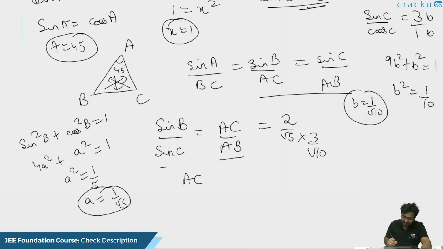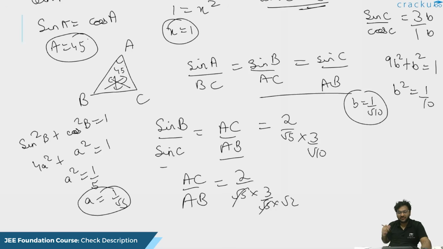So we get AC by AB is equal to 2 by root 5 into 3 by root 5 into root 2. So root 5 gets cancelled out. So this would be what? 2 root 2 by 3.